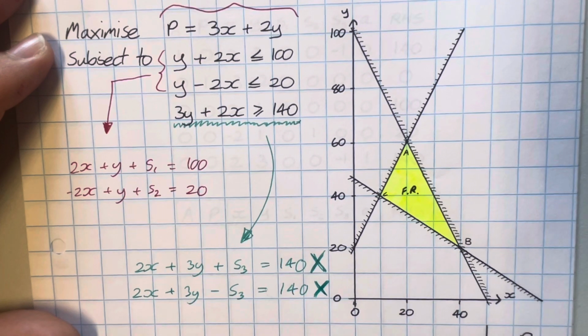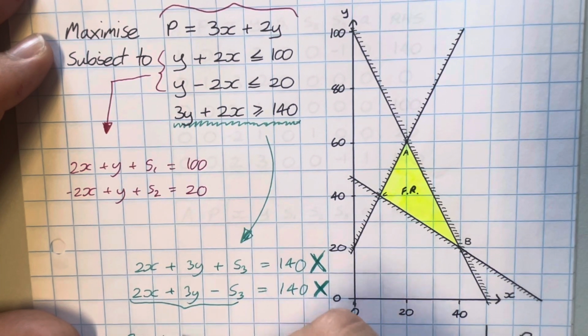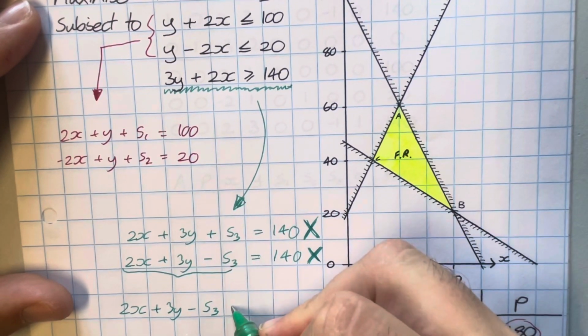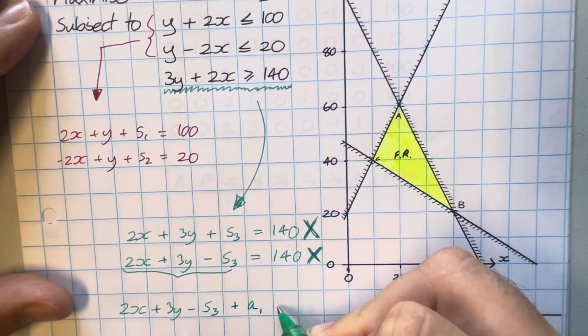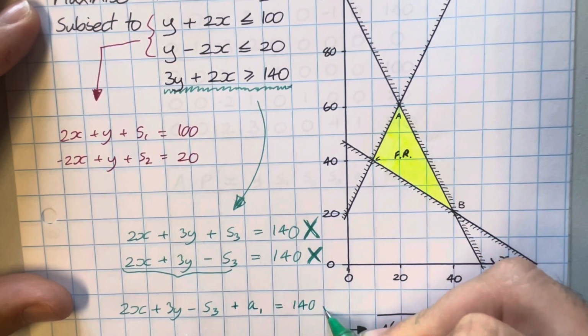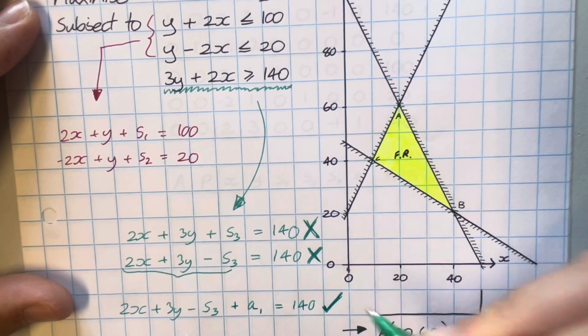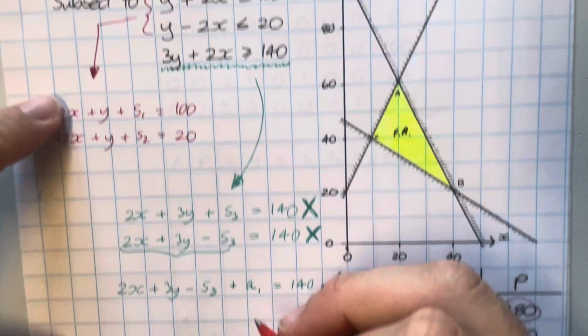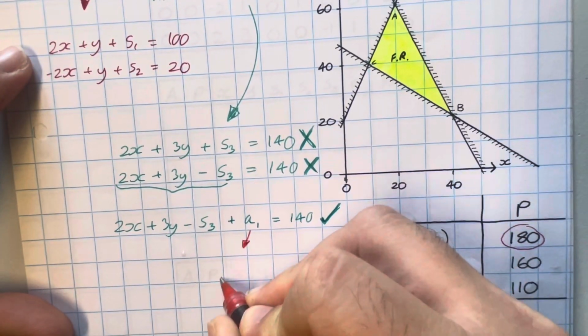So what we do instead is we stick with this because we like that S3, the surplus, will take up however much 2x plus 3y is over the value of 140. So we're going to keep that, 2x plus 3y minus a surplus variable. But we're going to introduce another variable, which we're going to call A1, and that equals 140. And now this is good. We're happy with this. But we just introduced yet another variable. This variable is referred to as an artificial variable.